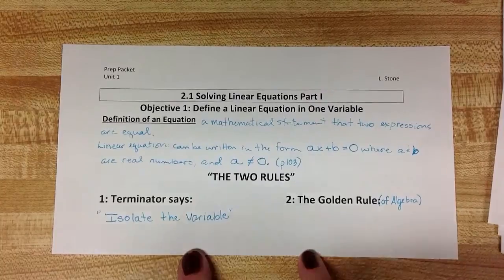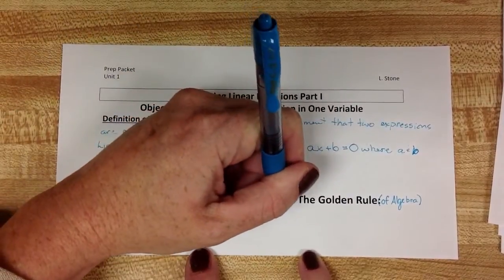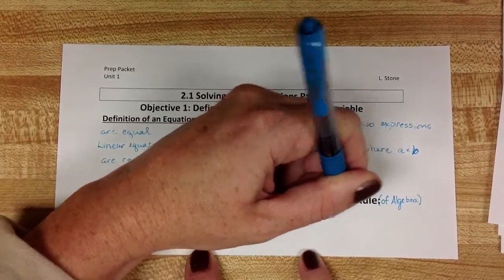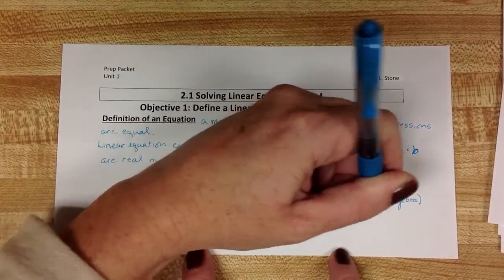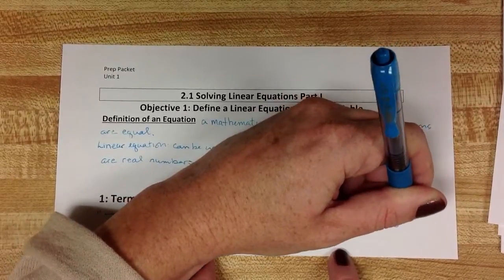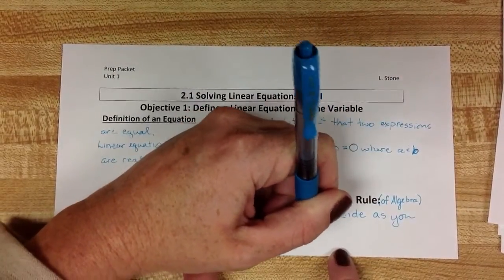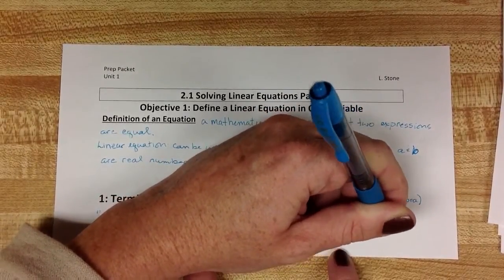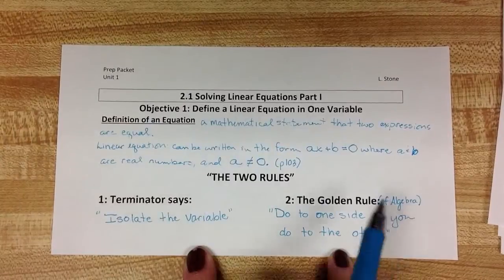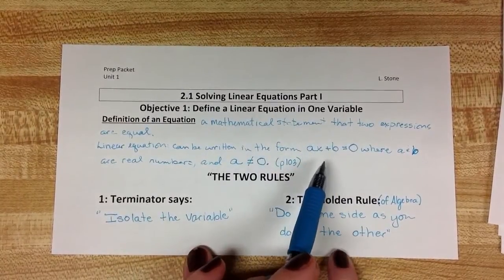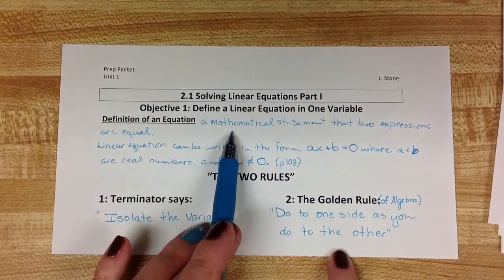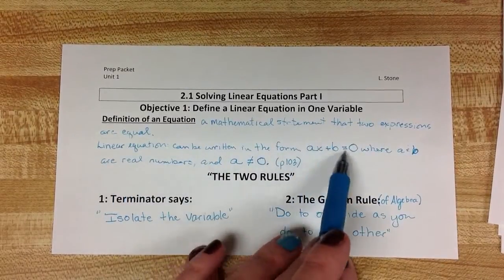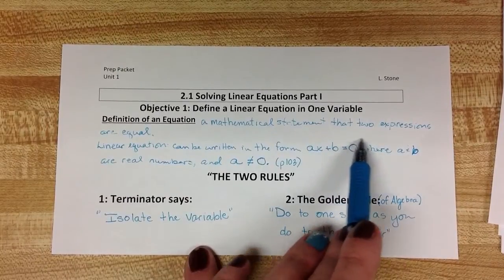Well, in algebra, the way that we're going to modify it, we're going to say do to one side as you do to the other. Okay? So what I mean by that, all of our equations are going to have two sides. If you think back to our definition, it's a mathematical statement that two expressions are equal. So there's going to be an expression on the left and an expression on the right.